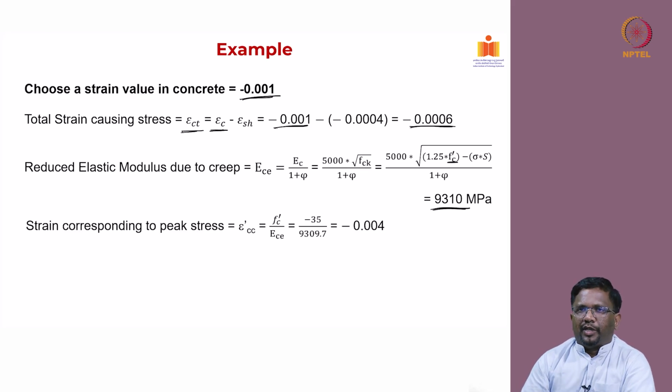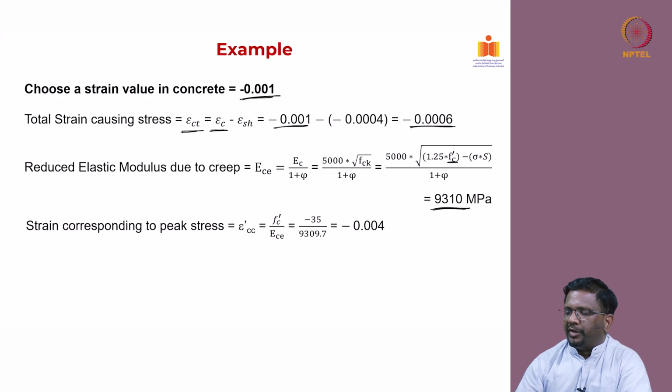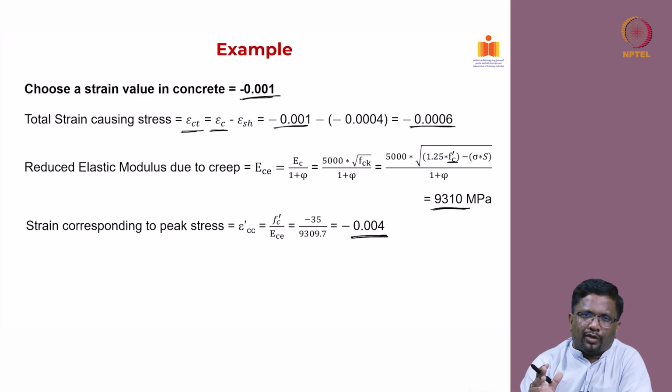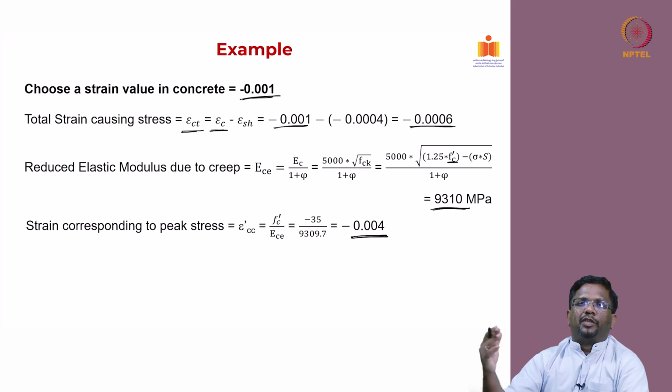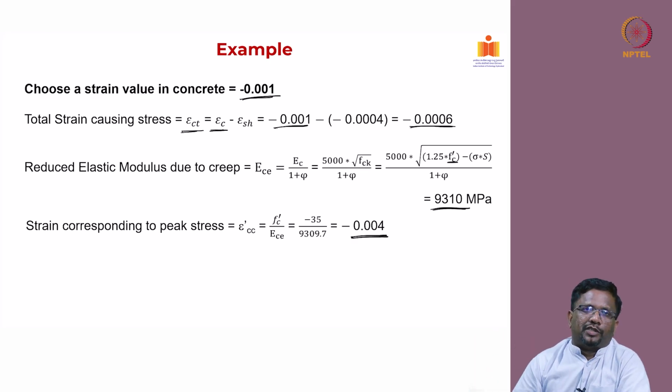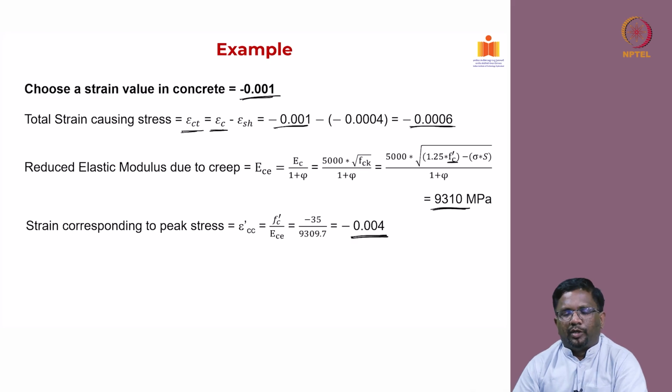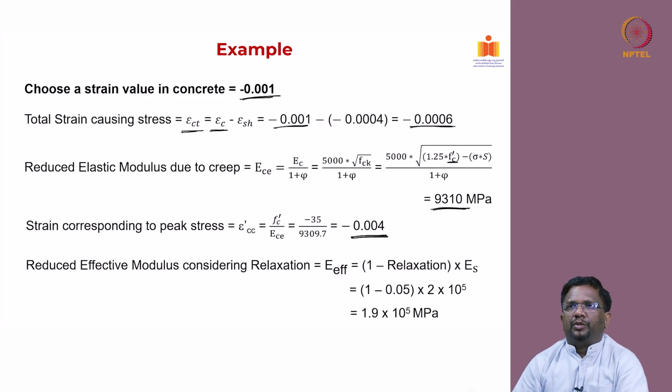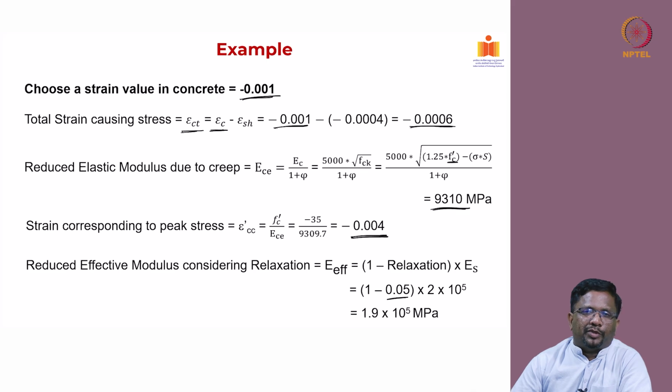So, then the strain corresponding to peak stress is going to be F prime C by ECE, which gives me a value of 0.004. Originally it is typically 0.002. Now, because of the creep effect, because the material has softened, the peak stress is happening at a strain of 0.004 instead of 0.002. Now, for the reduced effective modulus for relaxation, I am assuming 5% relaxation. So, the elastic modulus of the pre-stressing steel reduces from 200 gigapascal to 190 gigapascal.